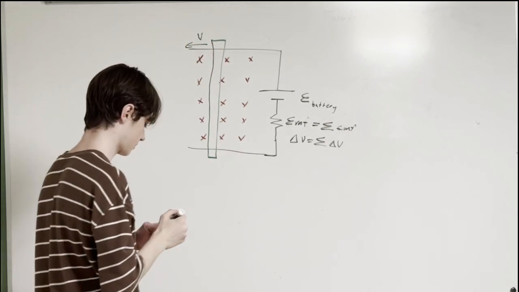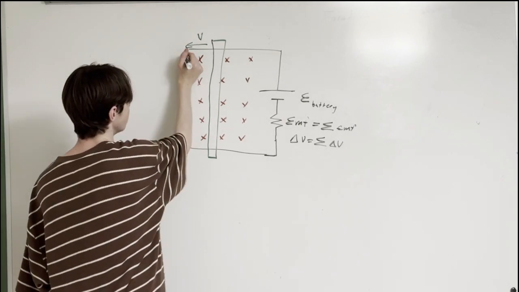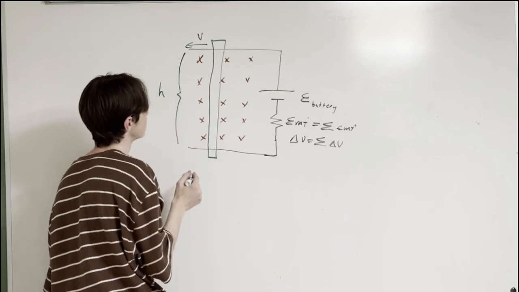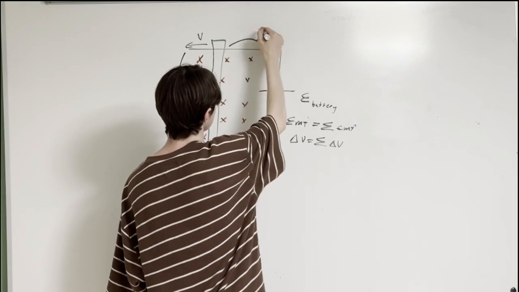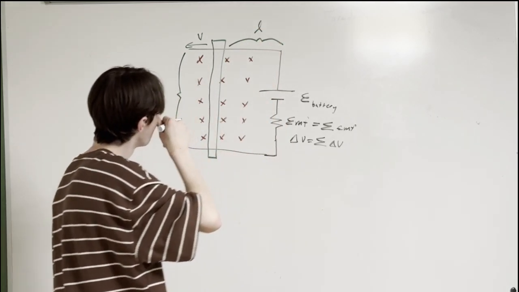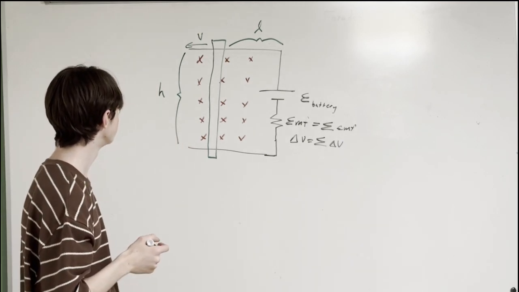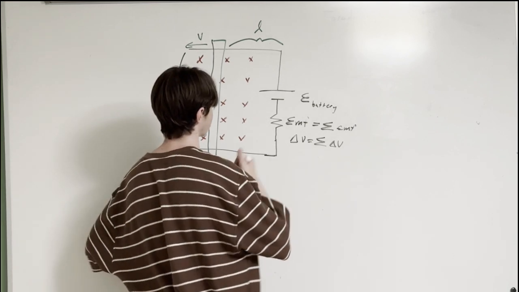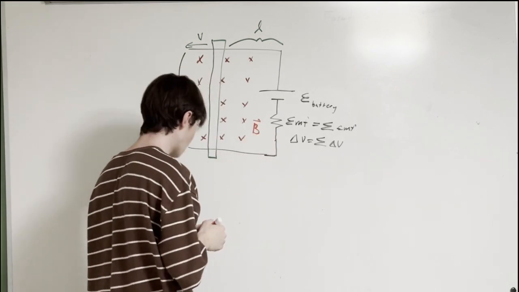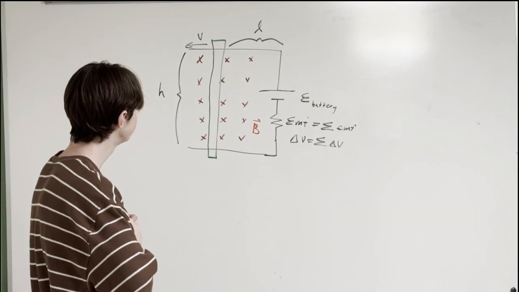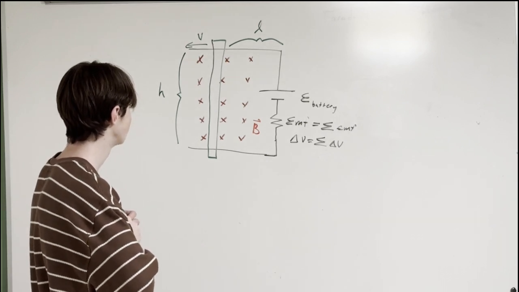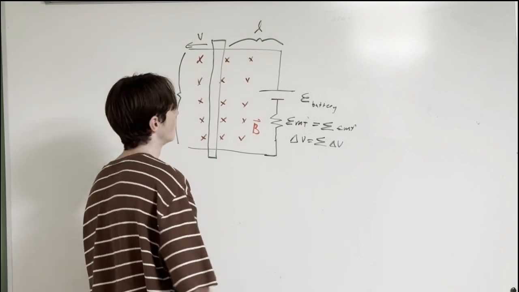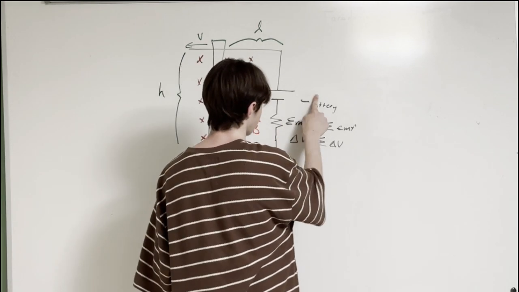Okay, so let's call the height of this moving rod H, and maybe we'll call this length L. So now we have length L and H. I think that's enough constants, except for B, which is the magnetic field. So now we're going to try to derive the induced EMF created by this rolling rod. And to make things simpler, I changed my mind. We're going to eliminate the battery.